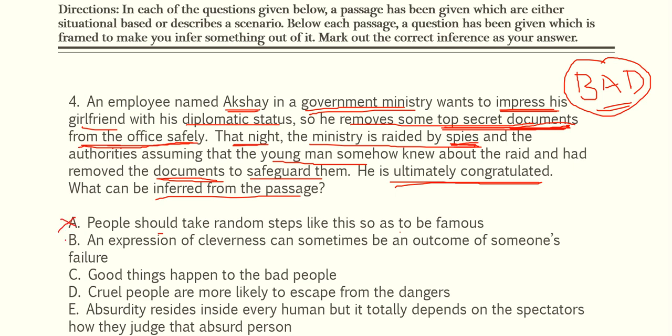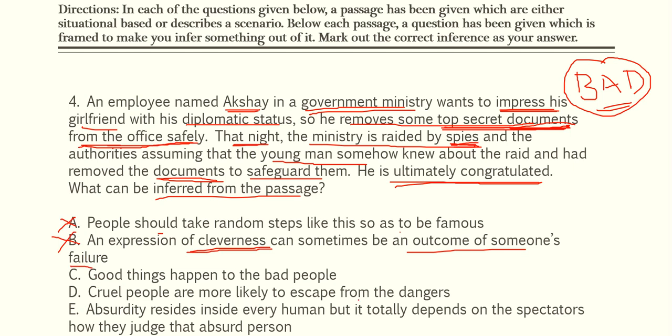Got it? Now, an expression of cleverness can sometimes be an outcome of someone's failure. No, it is just out of the context, quite irrelevant. Have you understood? कहीं पे भी ऐसा कुछ मेंशन नहीं किया है. An outcome of someone's failure leads to an expression of cleverness. Right? Nothing as such is mentioned. So this one is also being opted out. Now, before I come to C, let's check the other options.